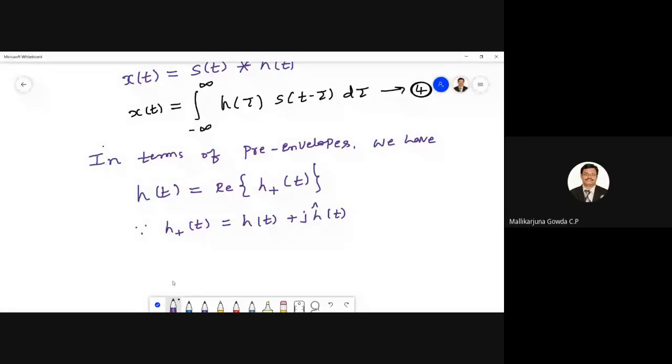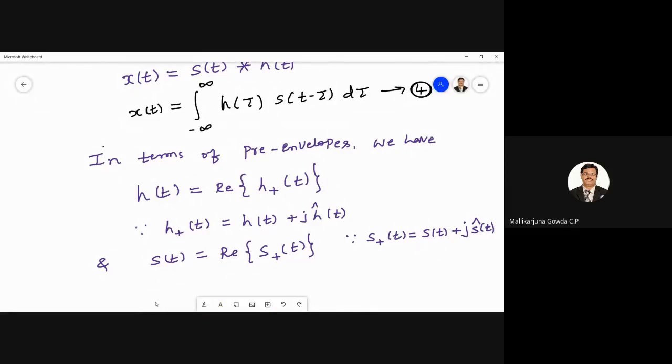In the same way, for signal s of t also I can write s of t is equal to the real part of s plus of t, because I know s plus of t will be equal to s of t plus j into s cap of t. Now let me substitute in place of h of tau this value in terms of pre-envelope. Let me express equation 4 in terms of its pre-envelope.